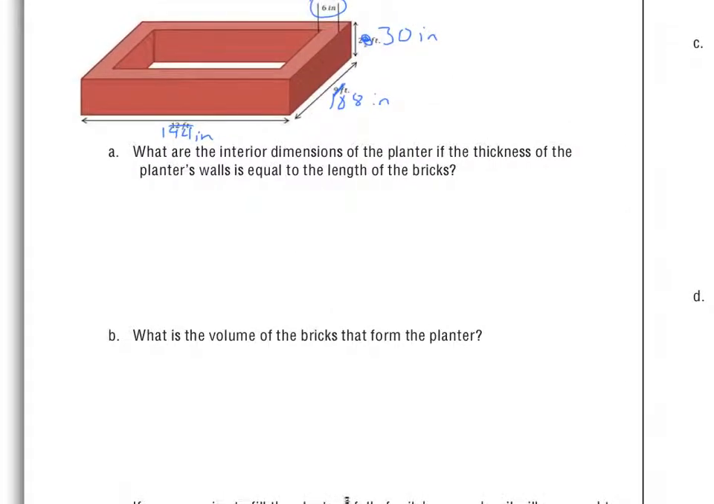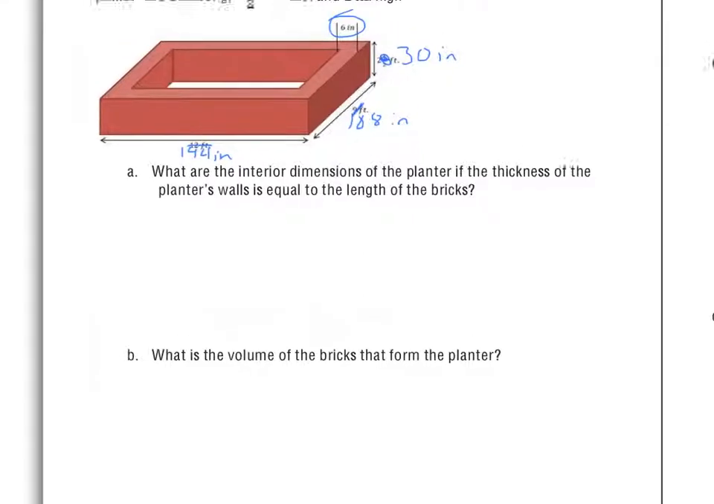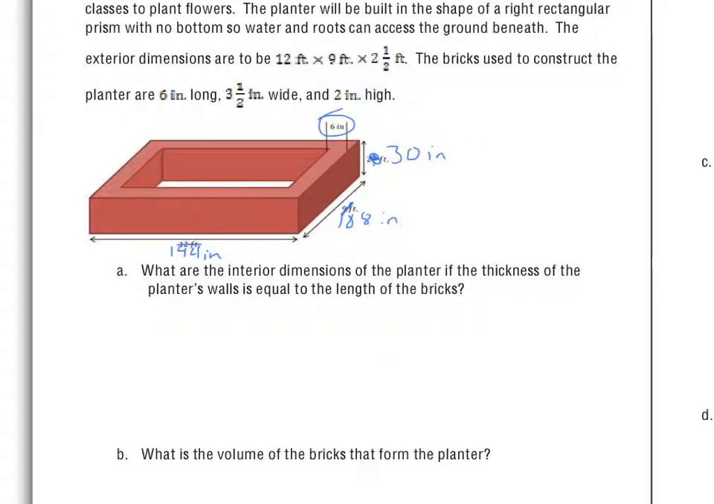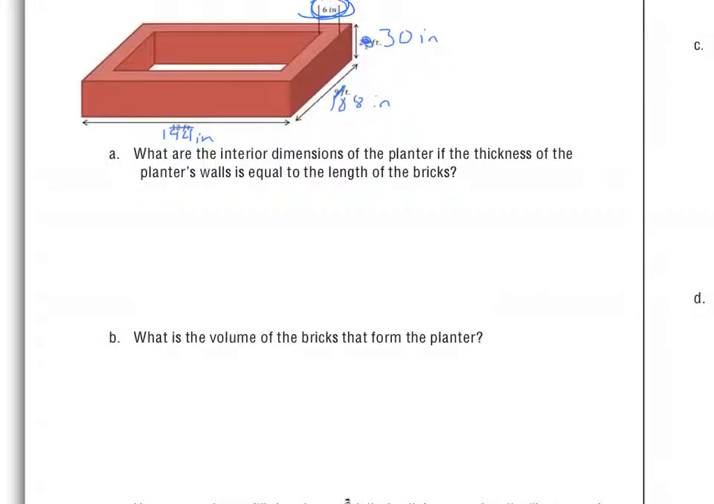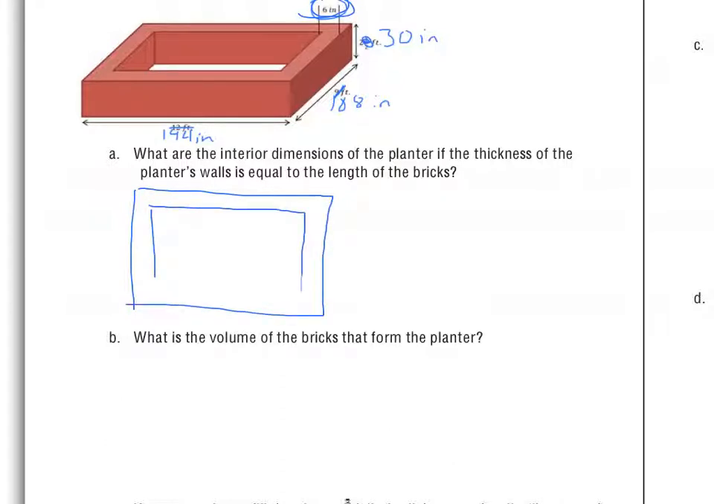All right, so what are the interior dimensions of the planter if the thickness of the planter's walls is equal to the length of the brick? So basically we're seeing here in the picture that the length of the brick is 6 inches, so the thickness of the wall is 6 inches. So I'm going to draw a top view of what this would look like from the top view, and I want to label these inner dimensions.